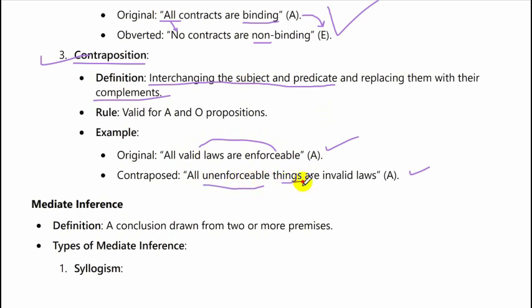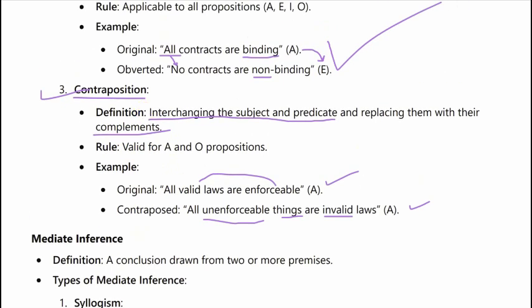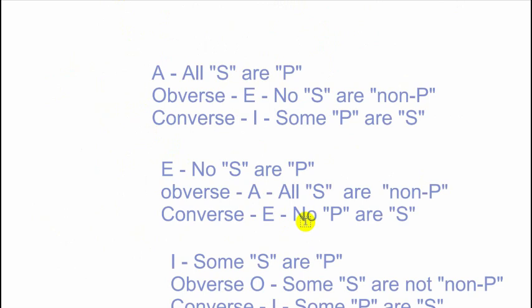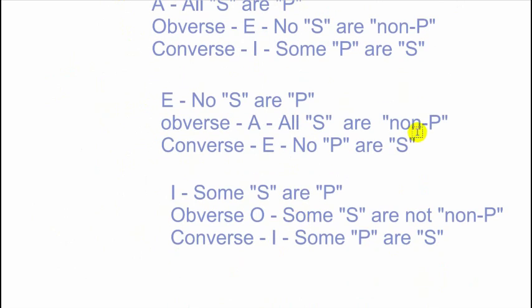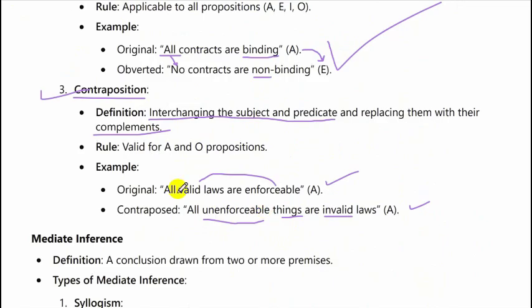Unenforceable things are invalid, so valid becomes invalid, enforceable becomes unenforceable. So we had two things. Earlier we learnt about its complement, non-P. Now here too we have to replace it with their complements only by replacing the subject and the predicate.